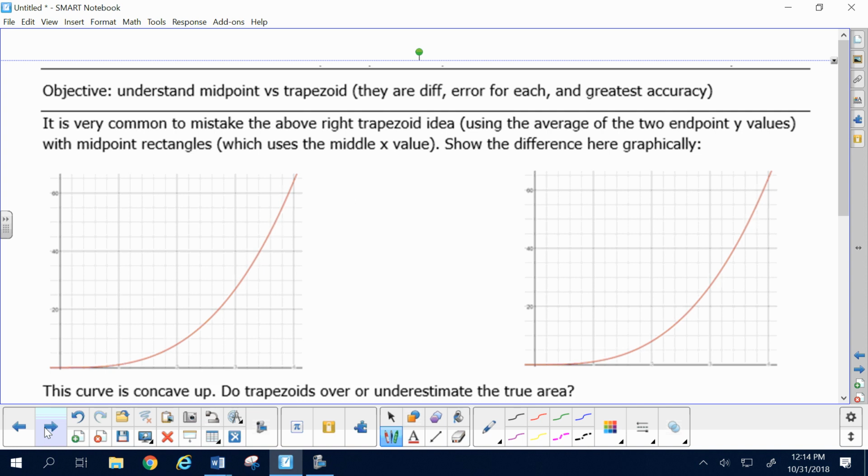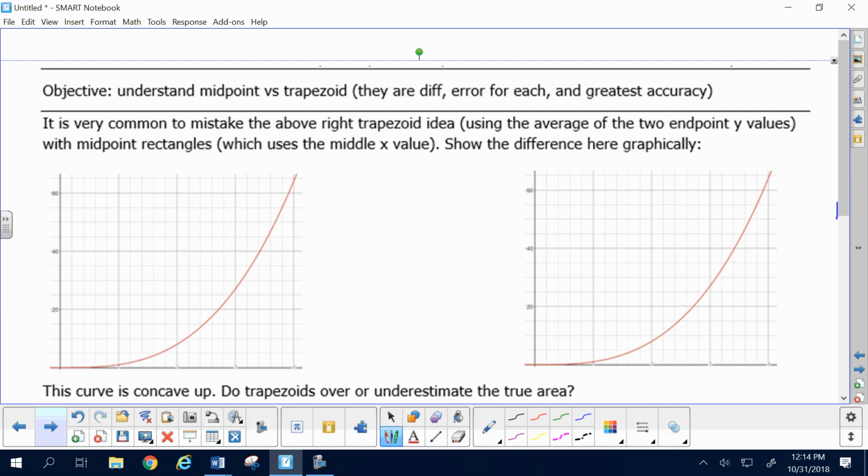Okay, it feels like it is, and there is some over-under like midpoint, but in these trapezoids, I'm using the point that's perfectly halfway between the y values. And with midpoint, you're using the point that's perfectly halfway between the x values. And so it is not the same, it's a little different.